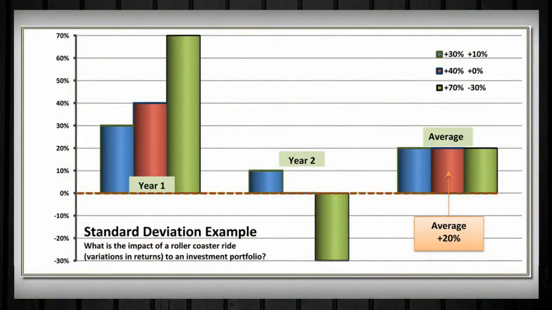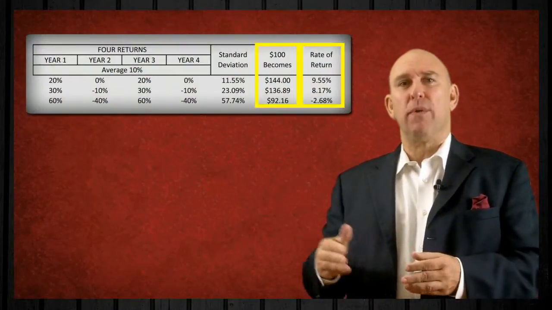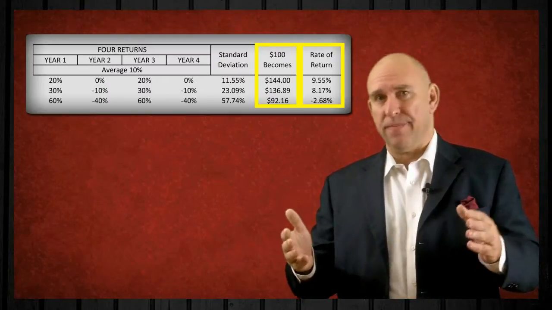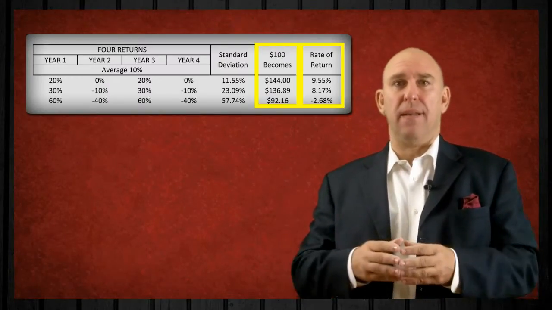Or one step further, if the average of the 2 years was 20% positive, like this chart, then again, the thought might be that the results will start to favor the larger roller coaster. But they do not. Using 4 returns that average 10%, we'd have plus 20, 0, plus 20, and 0 again.